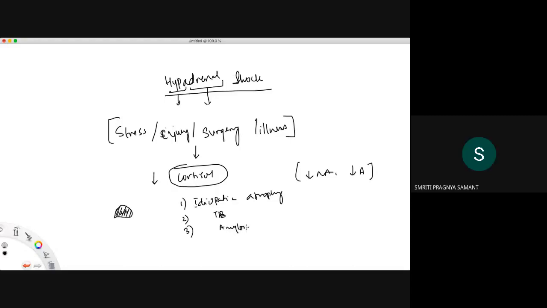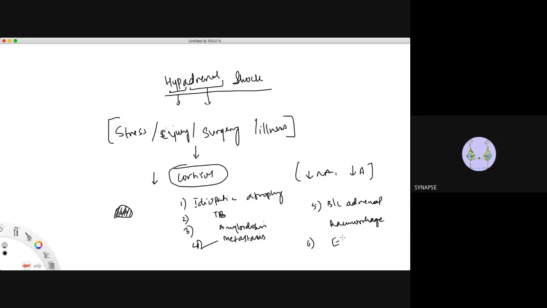metastasis, then bilateral adrenal hemorrhage into the adrenals. And then last is the use of the drug etomidate. Etomidate is an anesthetic agent. Its use in some studies has been shown to cause adrenal insufficiency. So these are the causes of adrenal insufficiency.